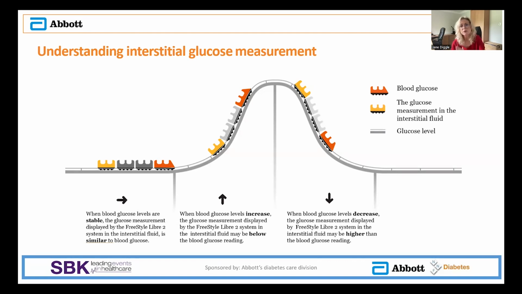However, as the train starts to move up the track and it gets to that steep incline, so the blood glucose levels are rising, the measurement displayed on the FreeStyle Libre system could be below the blood glucose reading that you would get. And then you can see the opposite is happening here. So when the blood glucose level starts to decrease, the train goes down the track, you can see that the yellow carriage is higher than the blood glucose reading, which is in the orange-red carriage. So hopefully that helps to explain to a person why there may be some differences. I'm going to hand over to Sue now, who's going to take you through a little bit more information.